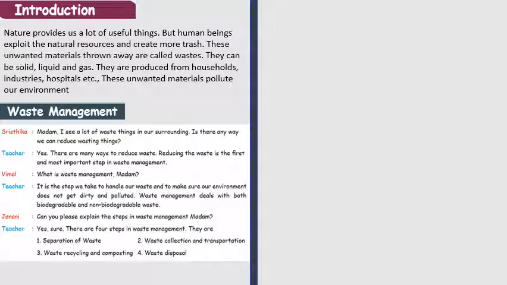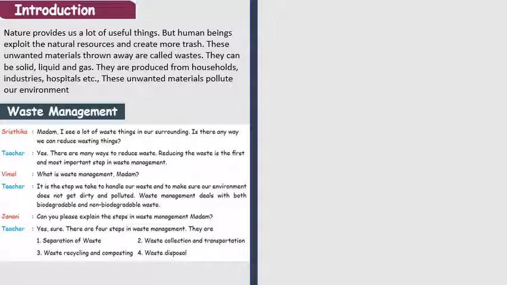Now, let's talk about waste management. Madam, I see a lot of waste things in our surrounding. Is there any way we can reduce wasting things? Yes, there are many ways to reduce waste. Reducing the waste is the first and most important step in waste management.